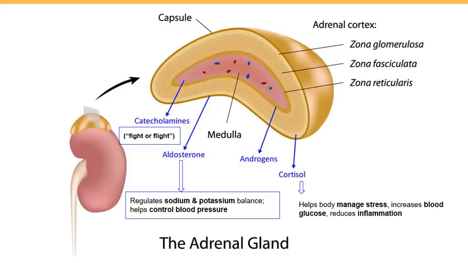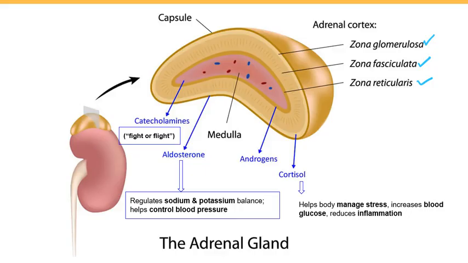Now let's take a look at the adrenal cortex of the adrenal gland and see what hormones this part of the adrenal gland is producing. So the cortex has 3 layers, each producing different hormones. The outermost layer is called zona glomerulosa. The middle layer is called zona fasciculata, and the inner layer is called the zona reticularis. Based on the orientation of the cells, we call them glomerulosa, fasciculata or reticularis.